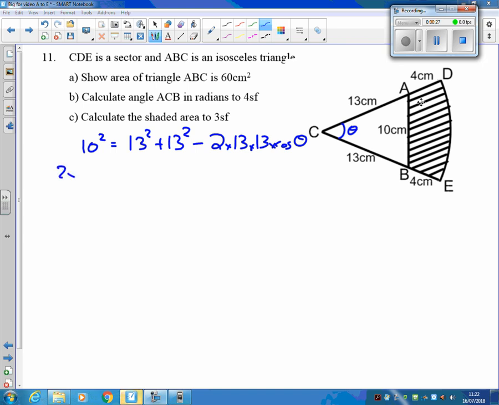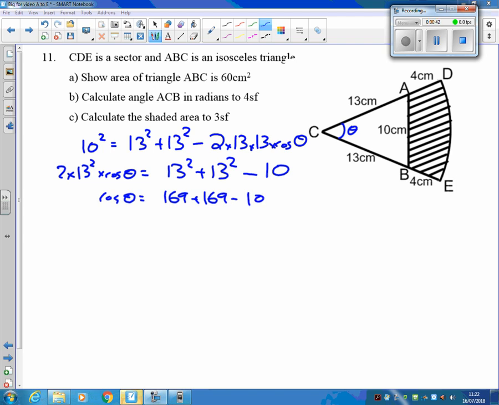This is 2 times 13 squared times cos theta equals 13 squared, 169, take away 10. And so cos theta equals 169, take away 100, sorry, I put the square there, all divided by 2 times 169 on the bottom. And working that through makes theta, and we need 4 significant figures after this. So for 4 significant figures, I'm getting 0.7896.